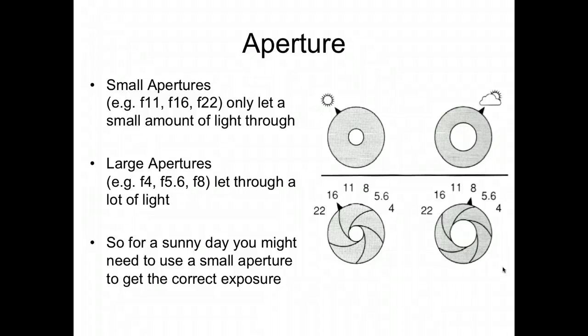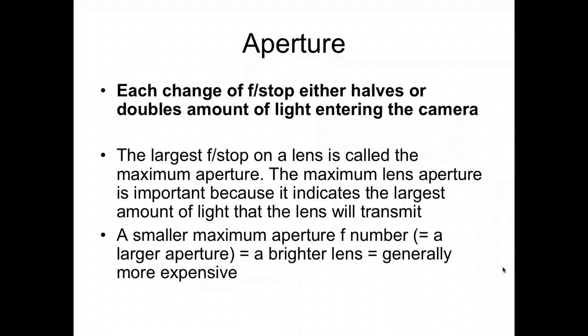Now, letting the amount of light into a lens is only one of the functions of what an aperture does. So light is one part. The other part is called depth of field, which I'm going to get to in a second. All right. Keep in mind with aperture that each change of f-stop either halves or doubles the amount of light entering the camera. So, for example, the largest f-stop on a lens is called the maximum aperture.